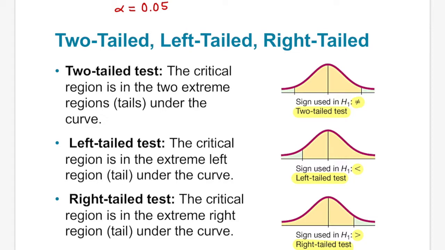For example, if alpha equals 0.05, in a left-tail test, this area is 0.05. In a right-tail test, this area is 0.05. But in the two-tail test, your alpha is split in half. This is half of alpha, and this is also half of alpha. So that is 0.025.